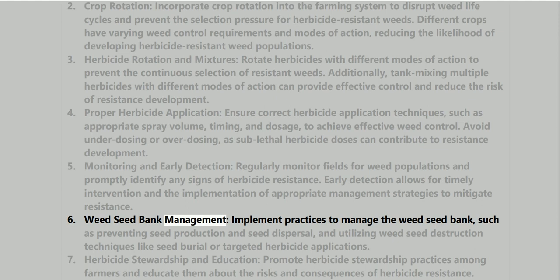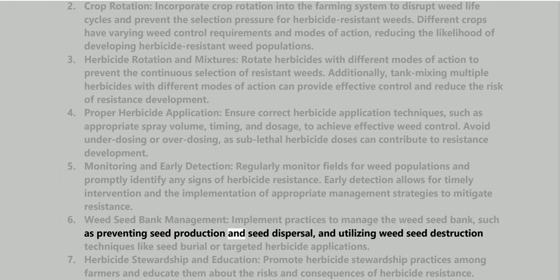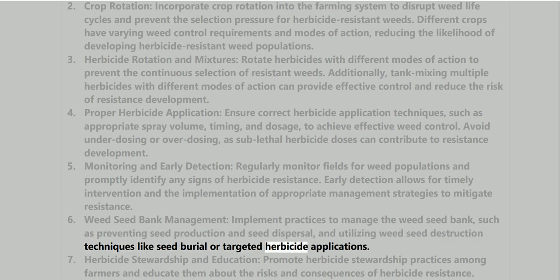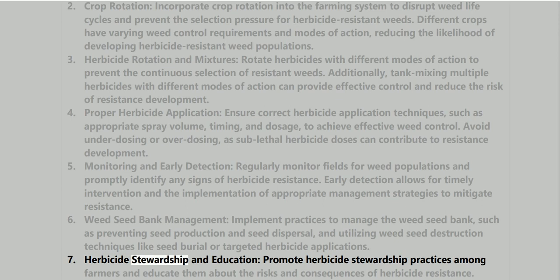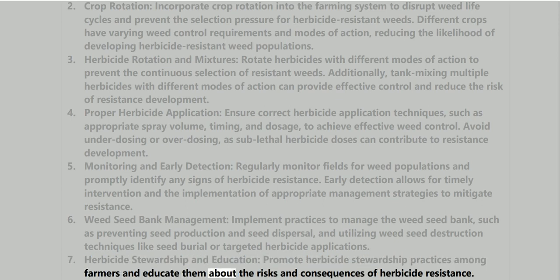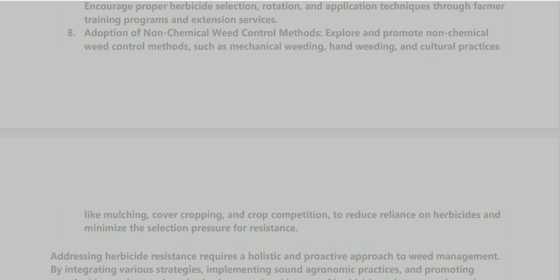6. Weed seed bank management. Implement practices to manage the weed seed bank, such as preventing seed production and seed dispersal, and utilizing weed seed destruction techniques like seed burial or targeted herbicide applications. 7. Herbicide stewardship and education. Promote herbicide stewardship practices among farmers and educate them about the risks and consequences of herbicide resistance. Encourage proper herbicide selection, rotation, and application techniques through farmer training programs and extension services.